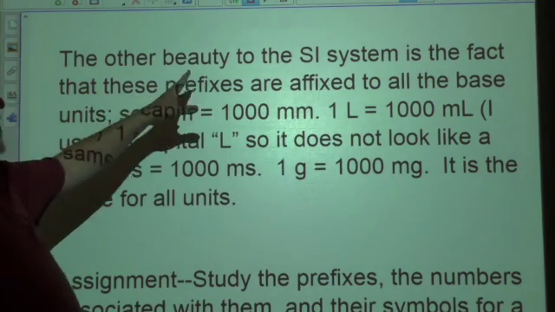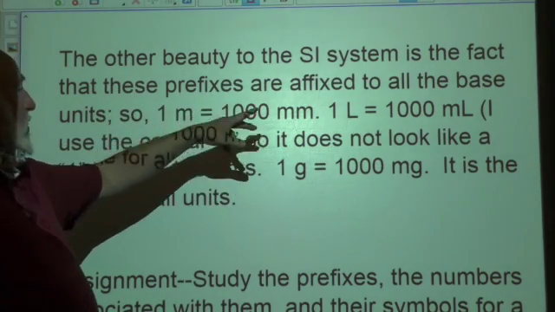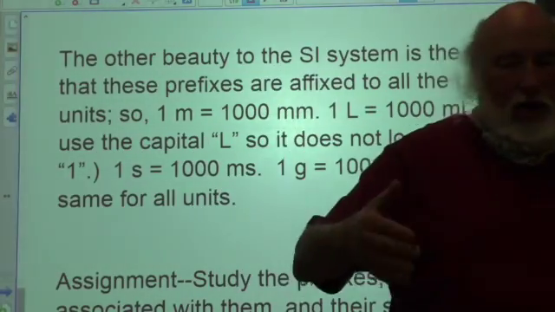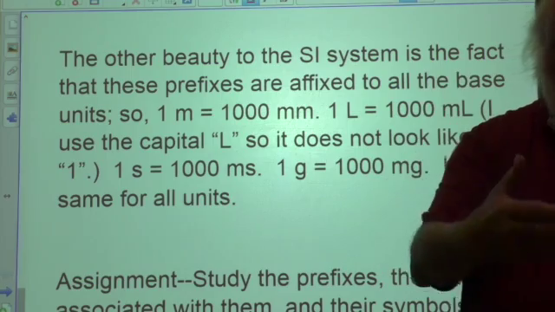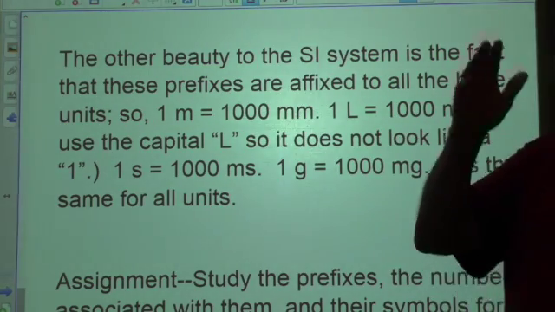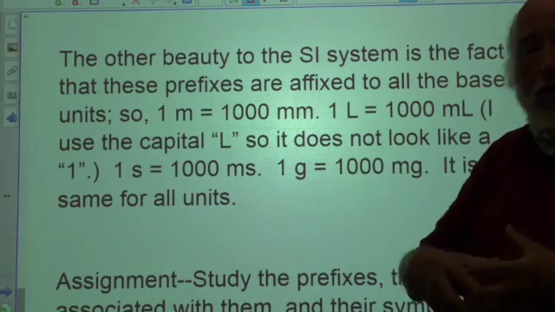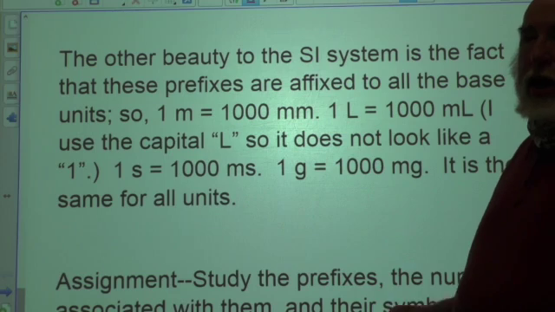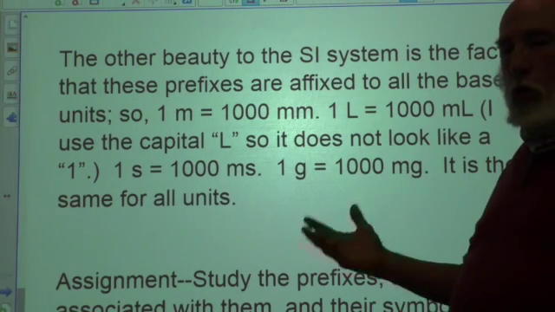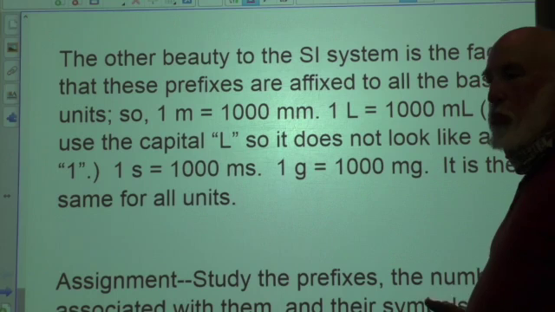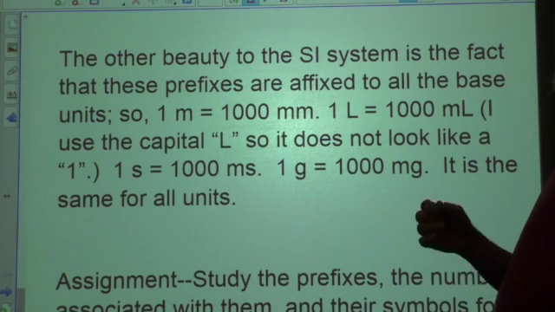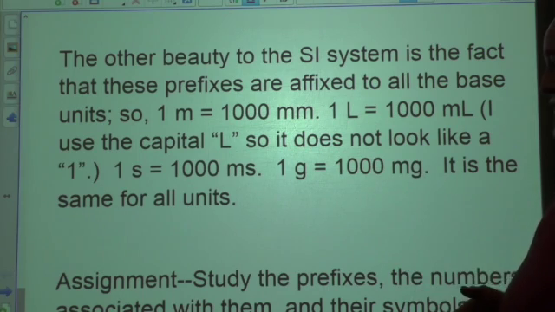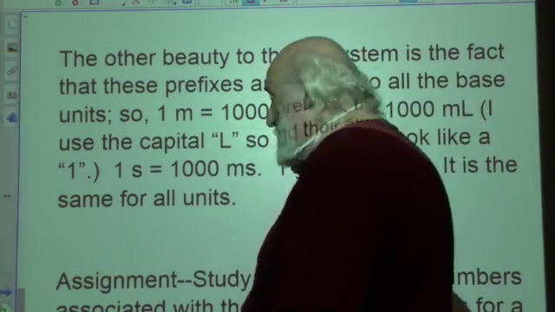The other beauty of the SI system is the fact that these prefixes are affixed to all base units. So milli means the same for grams, seconds, meters, liters, whatever. It all means 1,000 of the smaller ones equals 1 of the base unit. And that is such genius. And if you want to go from one to the other, which we are going to work on in this chapter, you really don't need a calculator for that. It's the stinking English prefixes and base units that really give us issues, because they are not based on 10.